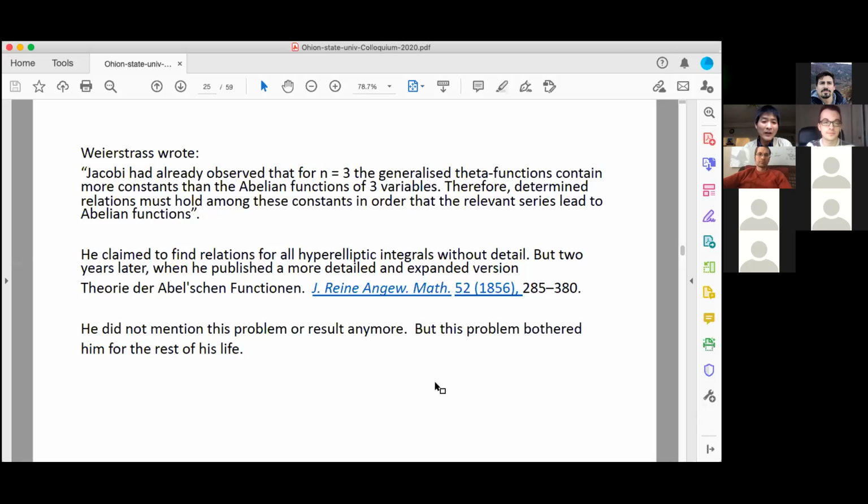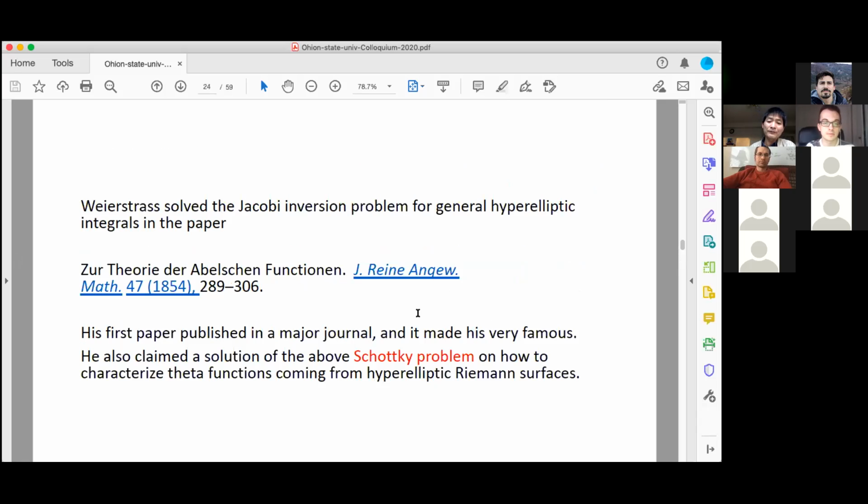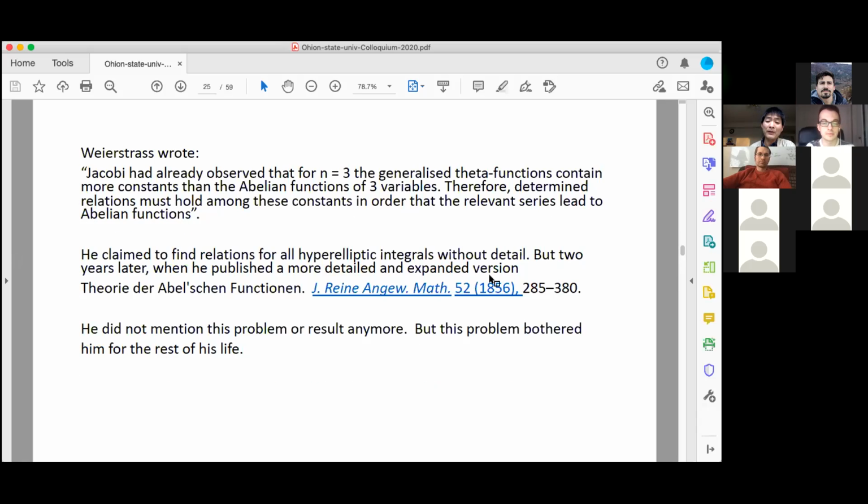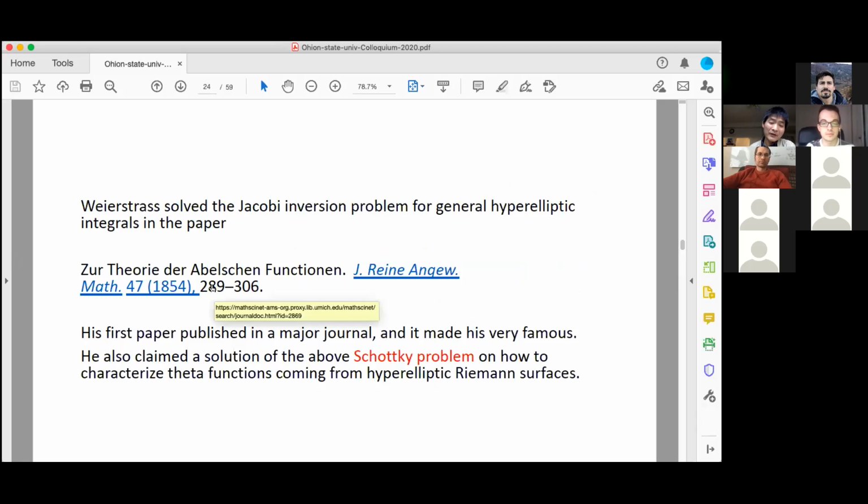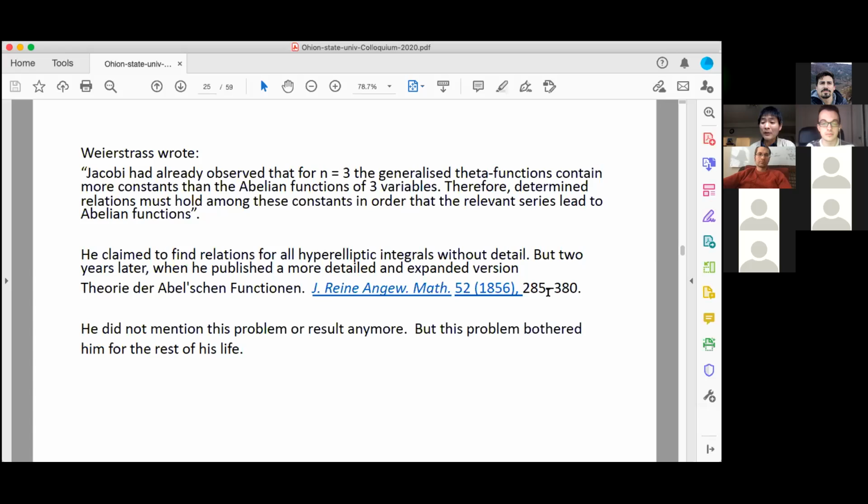But 2 years later, he published a more detailed, expanded version of this paper. This is a much longer paper. You see here, it's like 20-some pages, almost 100 pages even for a part of that. Well, he did not mention this problem anymore. No result or anything related to what he said about the relation which determines an abelian function coming from a hyperelliptic integral. But this problem bothered him for the rest of his life.